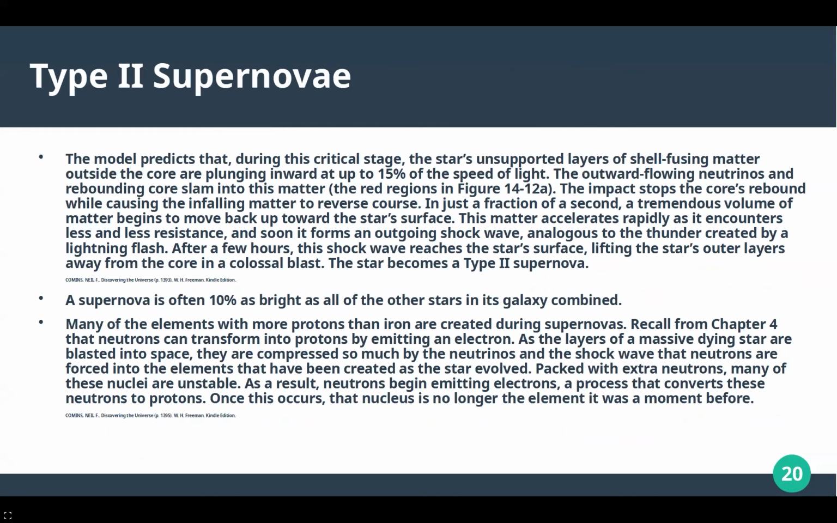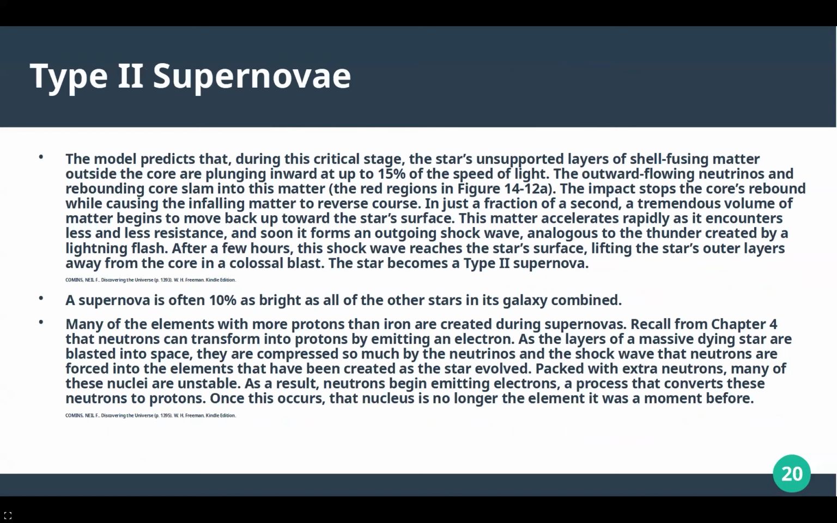A supernova is often 10% as bright as all of the other stars in its galaxy combined. Many of the elements with more protons than iron are created during supernovae. Recall from Chapter 4 that neutrons can transform into protons by emitting an electron. As the layers of a massive dying star are blasted into space, they are compressed so much by the neutrinos and the shockwave that neutrons are forced into the elements that the star has created as it evolves.